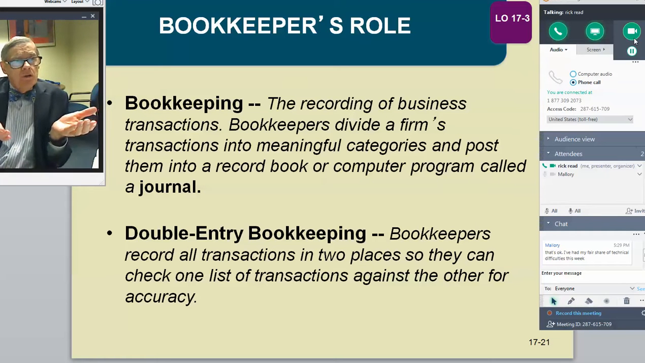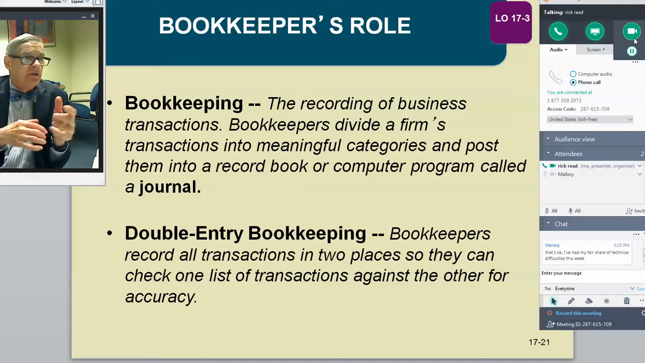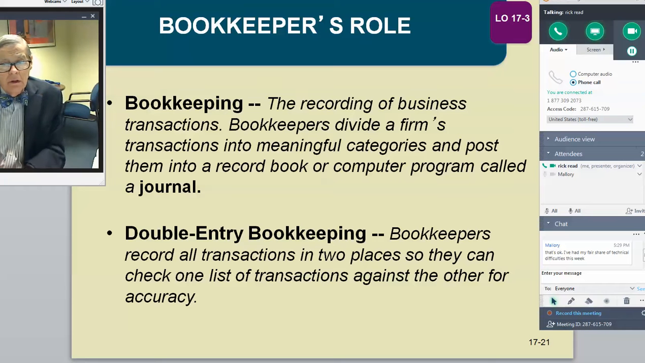Bookkeepers use what's known as double entry bookkeeping. That is, they record all transactions in 2 separate places. This is a check and balance type thing, and the object here is accuracy. You're working with figures, and it's easy to get them transposed, so you want to make sure that you have them in the right place.